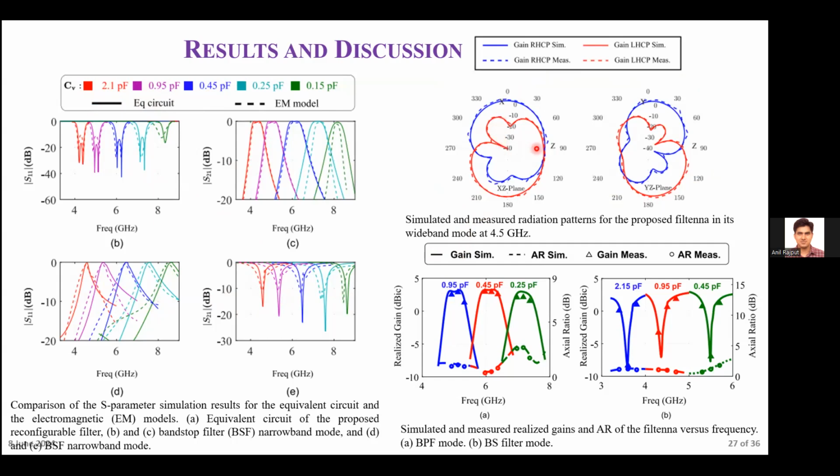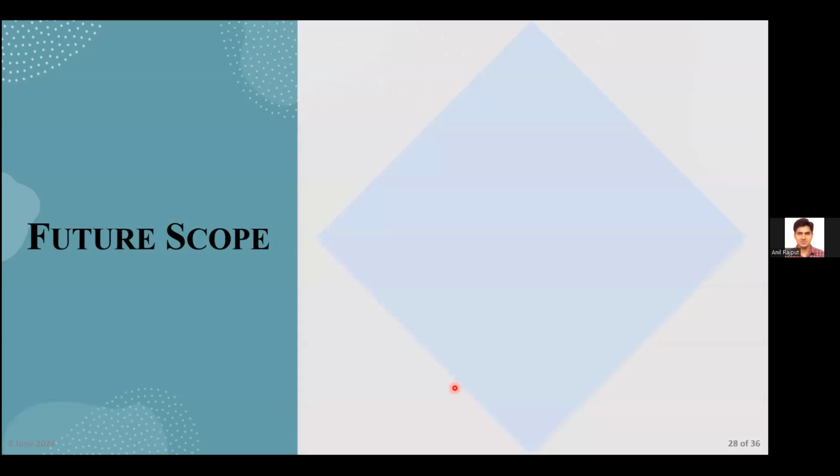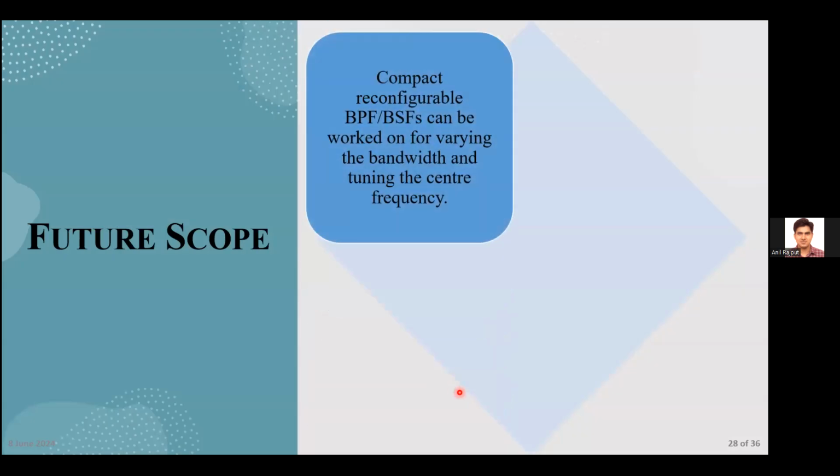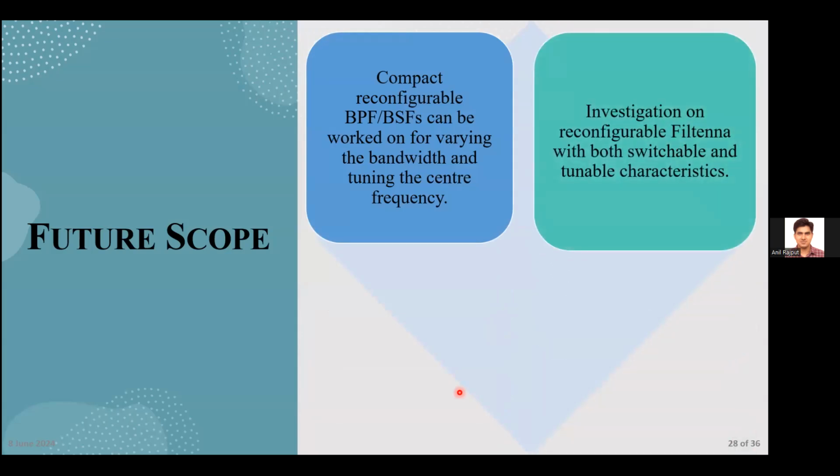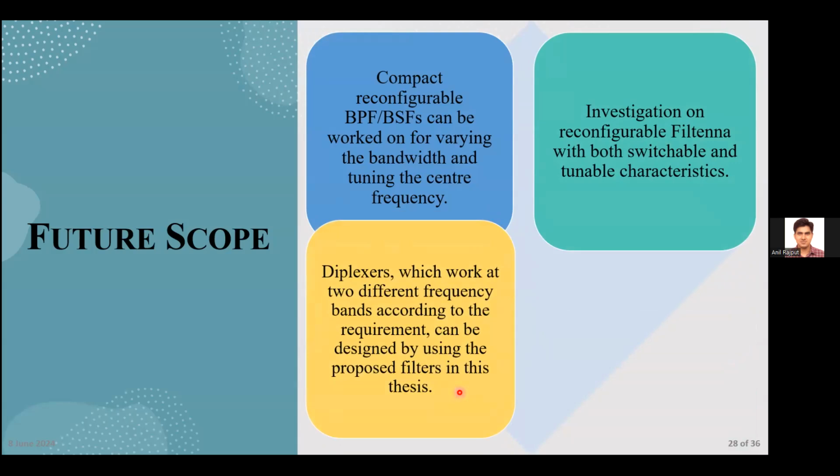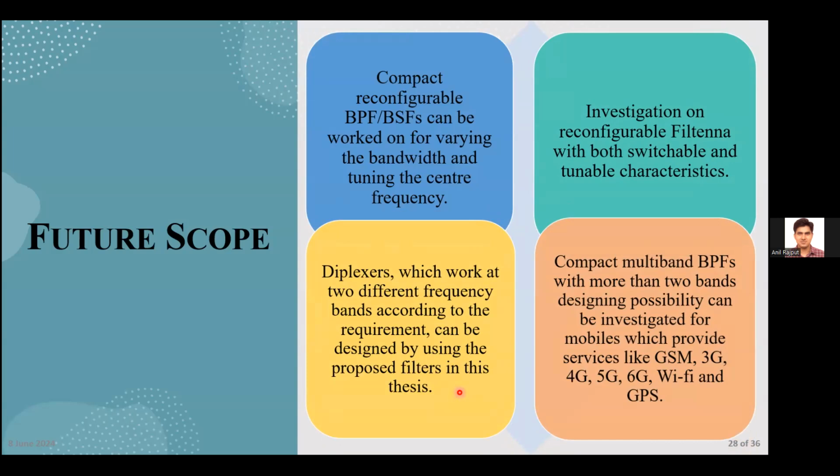This one is the radiation pattern, and they radiate the power on the top side and the bottom side also. Here this one is the LHCP and RHCP radiation pattern, this one is the band tuning across this frequency range, and this one is the band tuning in a stop band condition for this frequency range. The future scope is that we can design reconfigurable band pass or band stop filters, and reconfigurable filters with both switchable and tunable characteristics. Then we can design the diplexer and the multi-band band pass filter, or reconfigurable band pass filter, which covers our recent communication applications.